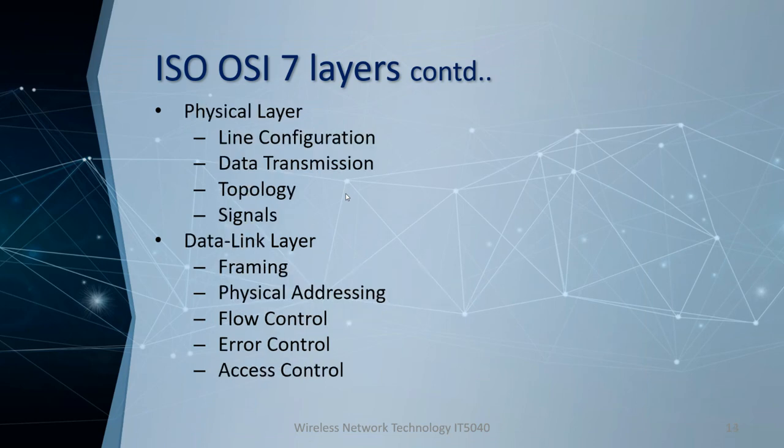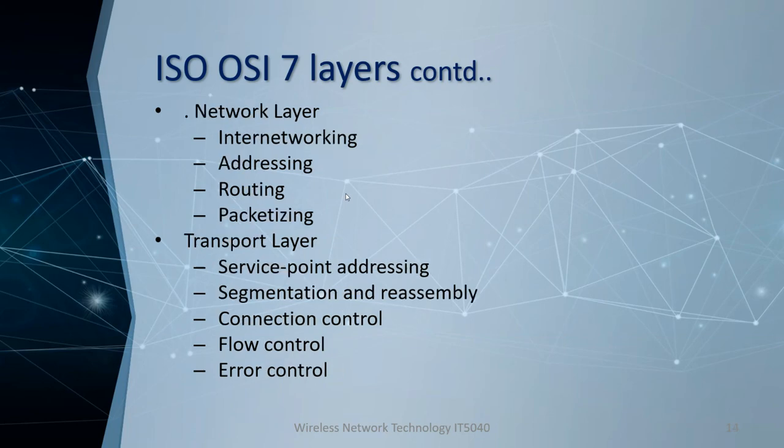In the physical layer, there are some functions: line configuration, data transmission, topology, and signals. In the data link layer, it has functions like framing, physical addressing, flow control, error control, and access control. In the network layer, it has functions like internetworking, addressing, routing, and packetizing.